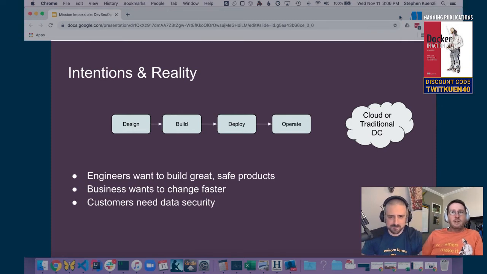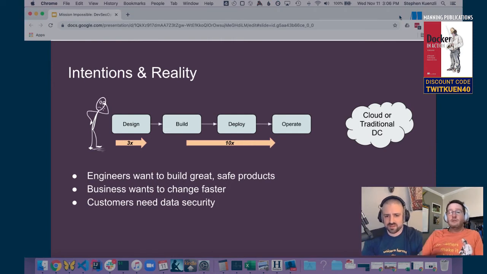Engineers want to build great, safe products. Business wants to change faster, and customers need data security. So the problem is over constrained, is one way to think about it. And this is getting faster and faster. We need to deliver changes faster and faster.